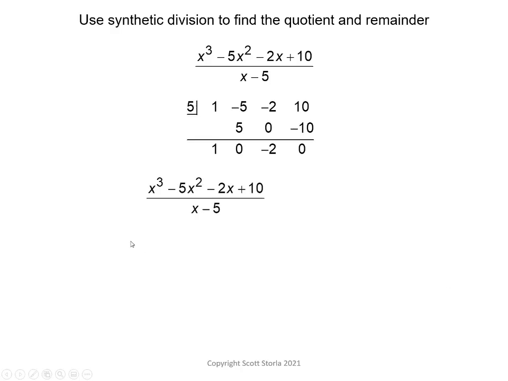Now notice in this case I'm dividing a third degree by a first degree. That means I'll have a second degree as the first term in my quotient. I'll have 1x squared plus 0x minus 2 with a remainder of 0. And of course most people would prefer just to write this as x squared minus 2. Well, that concludes this first video where we began practicing with synthetic division.